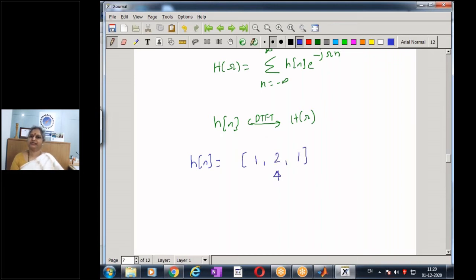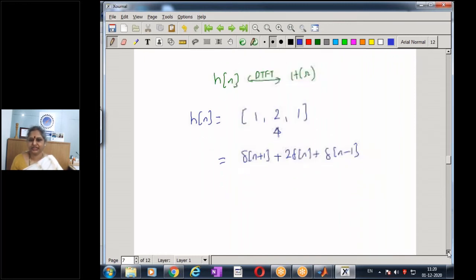So this is my time domain signal 1 2 1, and I can write this as delta n plus 1 plus 2 delta n plus delta n minus 1. And if I want to sketch the signal in time domain, this is what it is going to be. At n equal to minus 1 it's a 1, at 0 it's a 2, and at 1 it's a 1.